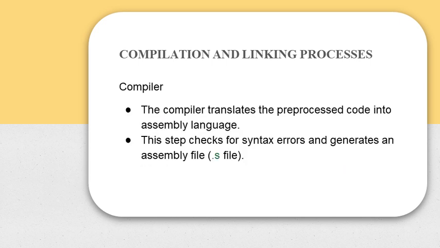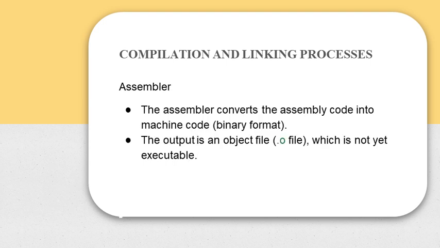The compiler translates the preprocessed source code into assembly language or directly into machine code. During this phase, the compiler checks for syntax and semantic errors. If successful, it produces an assembly file with the .s extension or an object file with the .o or .obj extension. If the compiler produces an assembly file with .s extension, then the assembler converts that assembly code into machine code, which is an .o or .obj extension file, an object file.